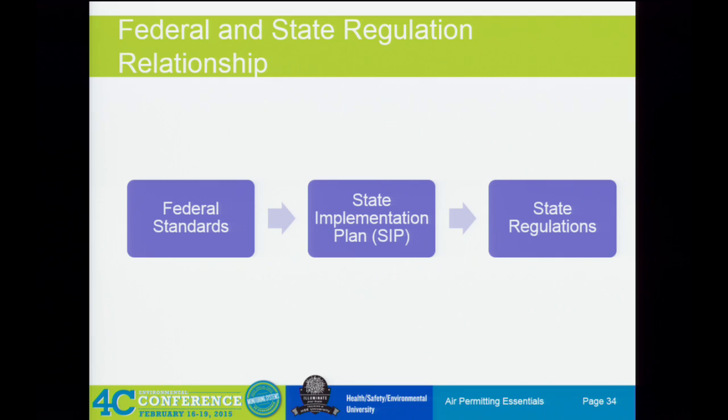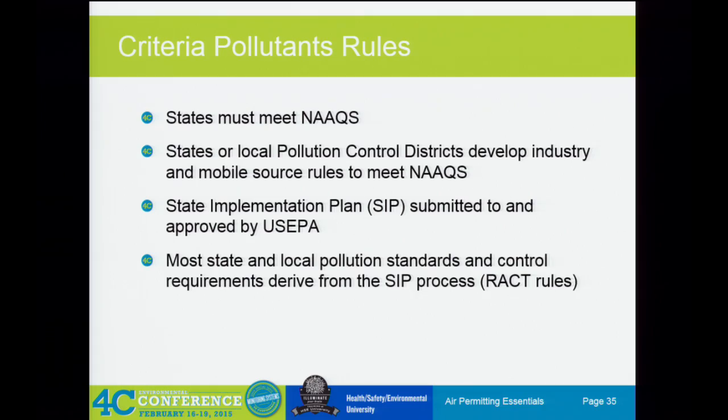The federal standards, or let me go back, work backwards. You have the state regulations that are a result of the state implementation plan, which is a result of our federal standards. As a result, the states are the ones that are required to meet the national ambient air quality standards. It is a federal regulation, but it's the states that are tasked with developing the state implementation plan to be in compliance with the national ambient air quality standards.